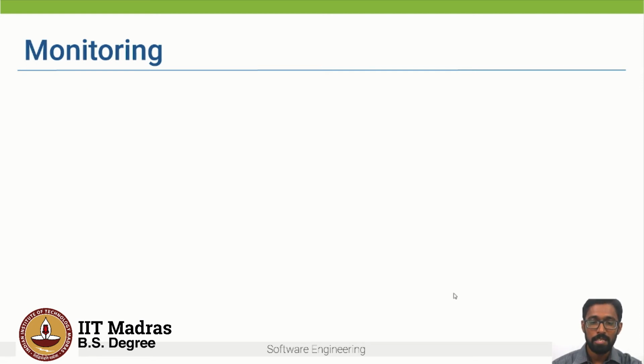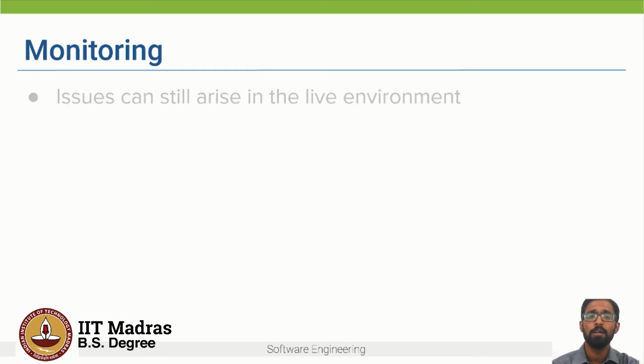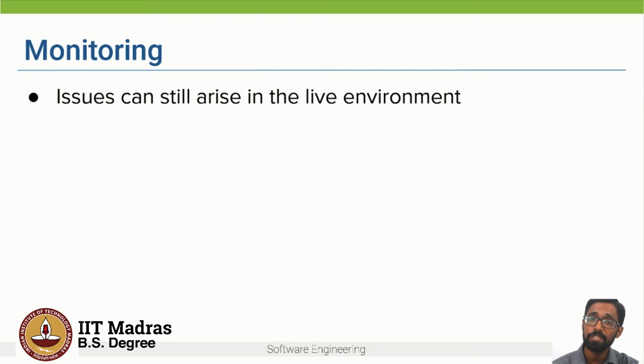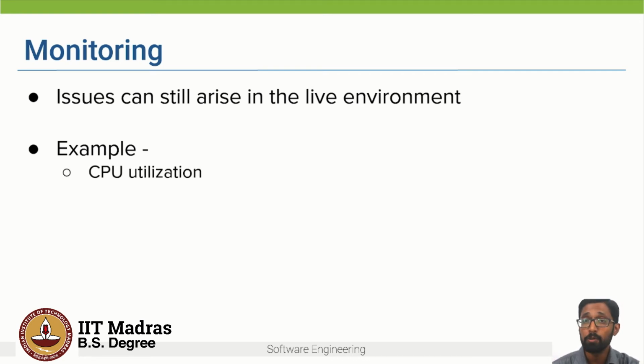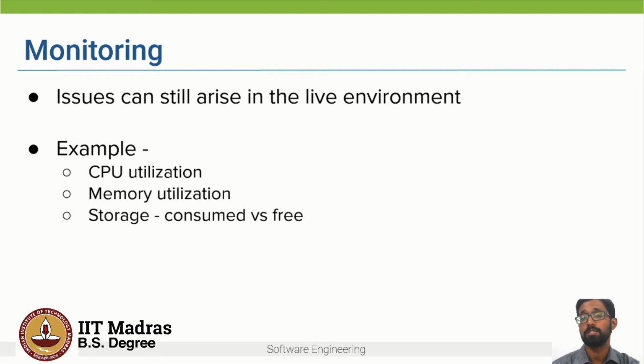So now that we have seen some ways in which we can improve the performance of our applications, once our application has been deployed, it is very important to constantly monitor it. So why? The reason being that even after sufficient testing in the testing or staging environment, issues can still arise in the live environment, right? For example, during peak times, how are the CPU utilization and the memory utilization getting affected, right? And even storage, right? How much is consumed versus how much is free.